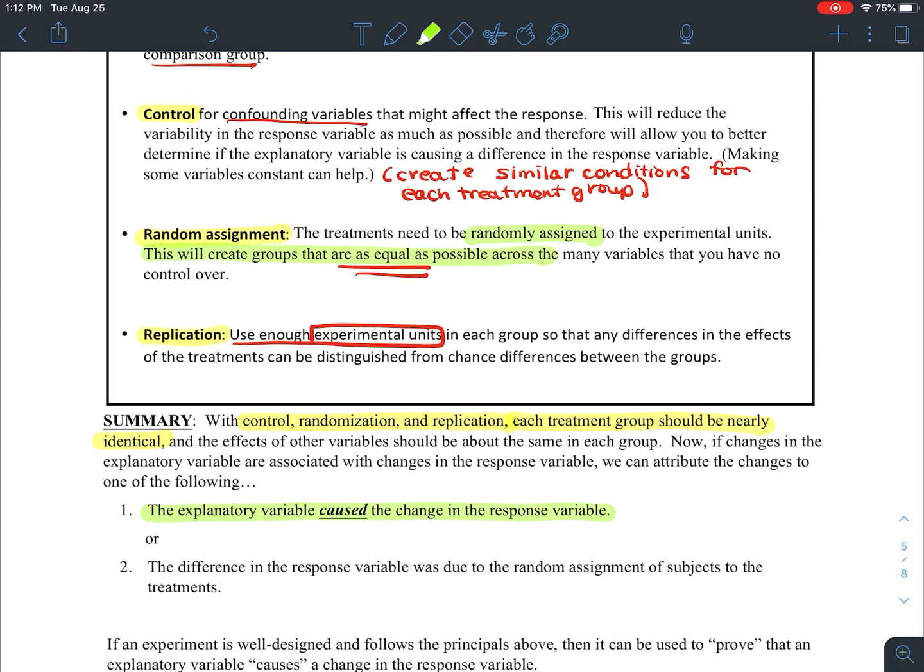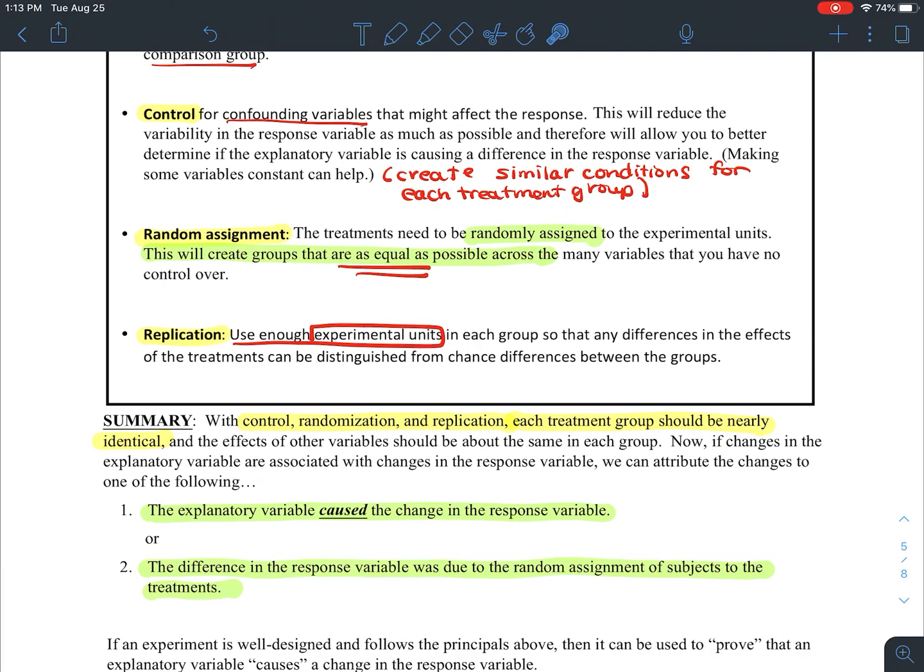And if we can achieve that, that's when we can say at the end of our experiment that the explanatory variable in fact caused the change that we saw in the response variable, or we could say the difference in the response variable just happened to be due to random assignment of subjects to their treatment groups.